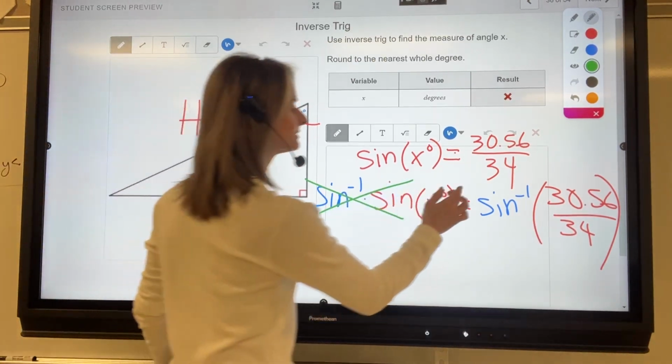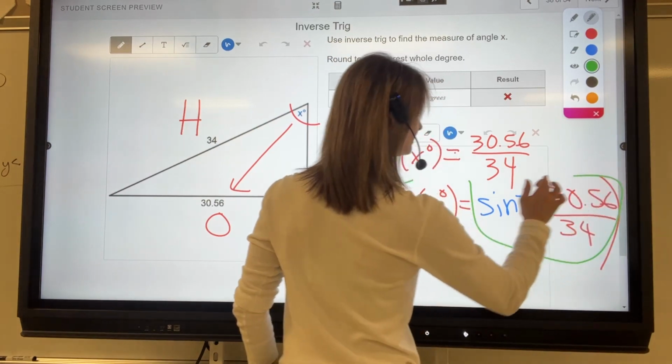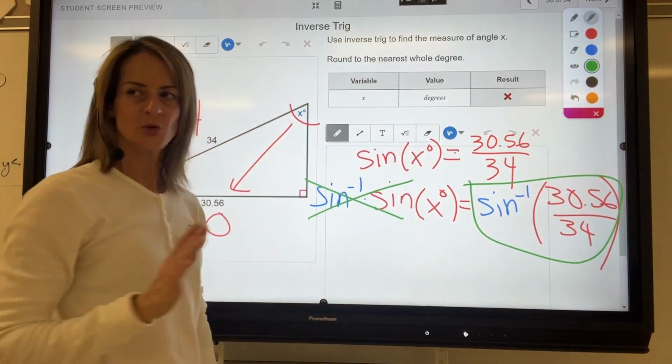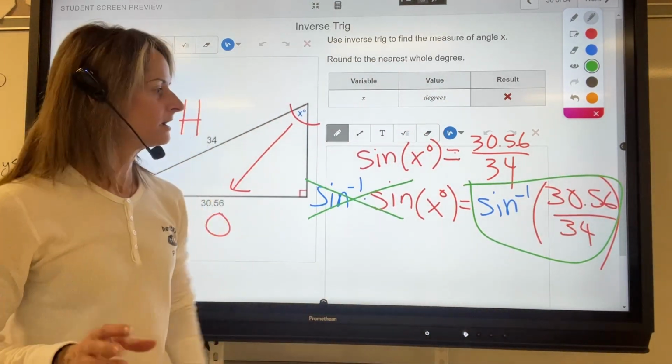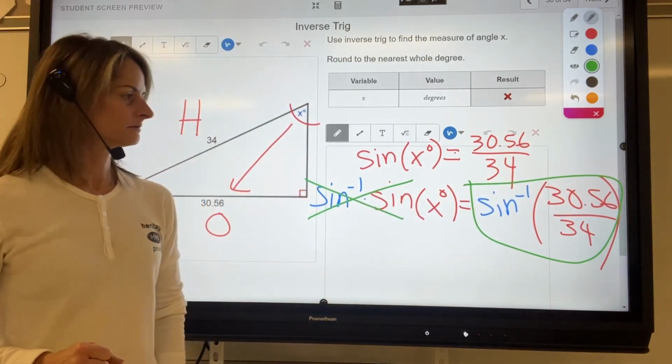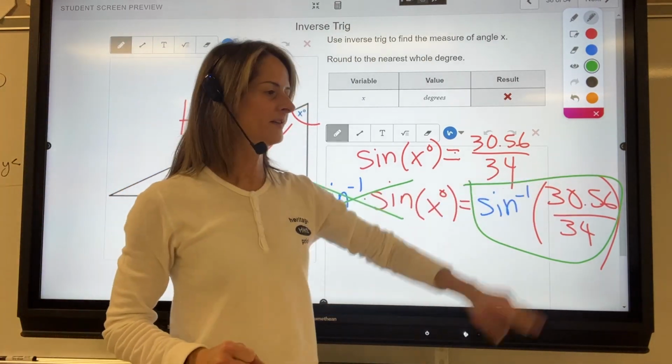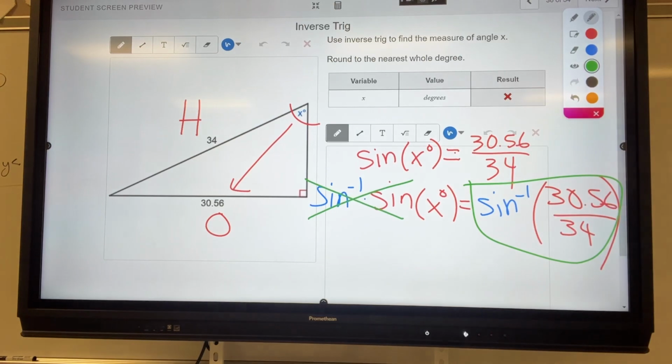So all we have to do is put this in the calculator. We don't go through this every time. I'm just showing you this for this first example, okay? Put this in the calculator. The inverse sine of 30.56 divided by 34. And what do you get?